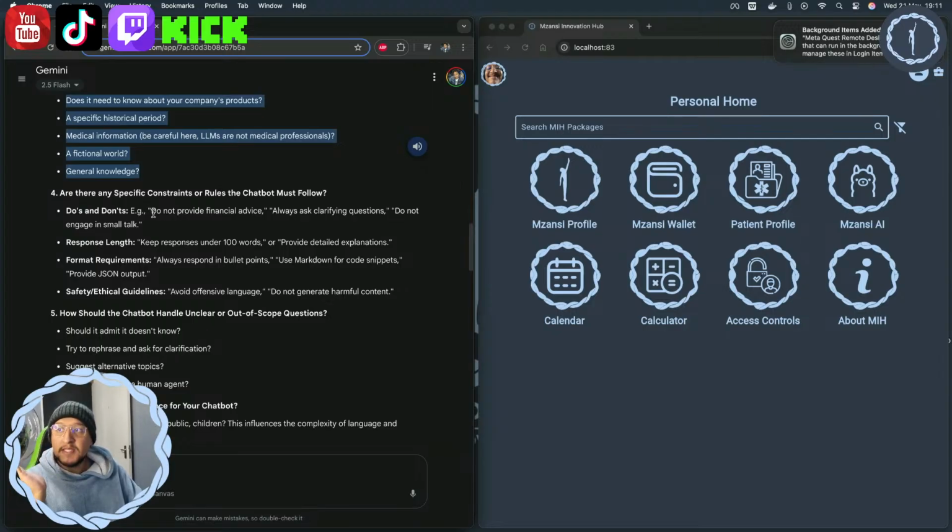Some of the examples that it gave: do not provide financial advice, always ask clarifying questions, do not engage in small talk. That's some of the instructions you can give the LLM in the system prompt before it starts speaking to the user. Another one is response length. You can specify to keep your response under 100 words or provide detailed analysis. Depending on the type of user and what the user wants, the LLM will be modified for that.